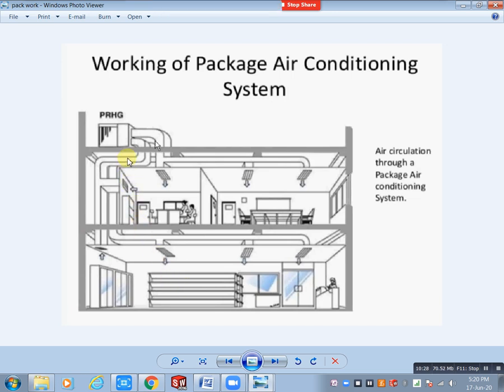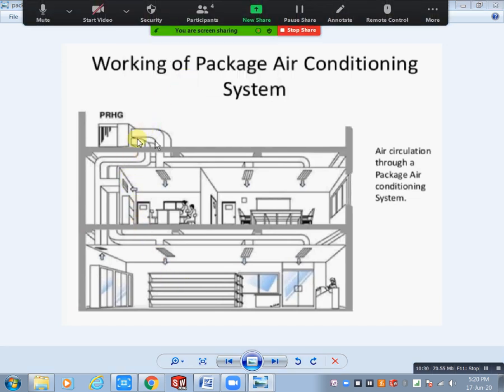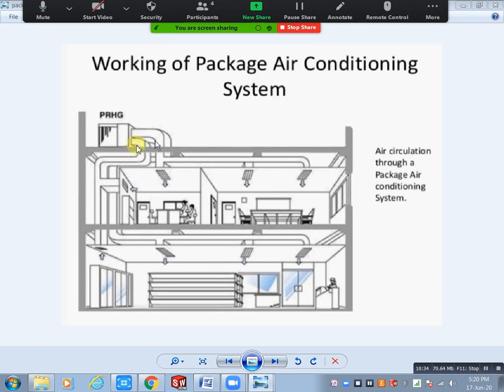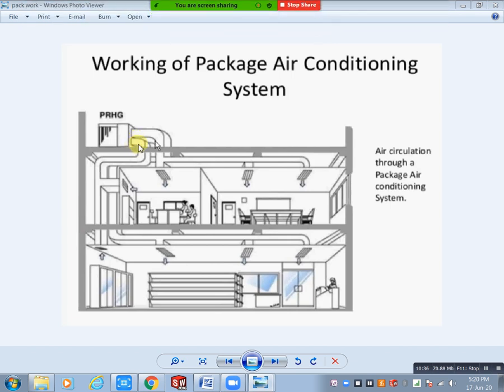Dampers, for example you will take VCD. Why are we using VCD? Volume control dampers. VCD is also one of the dampers. Volume control damper is only for controlling air at branch condition.